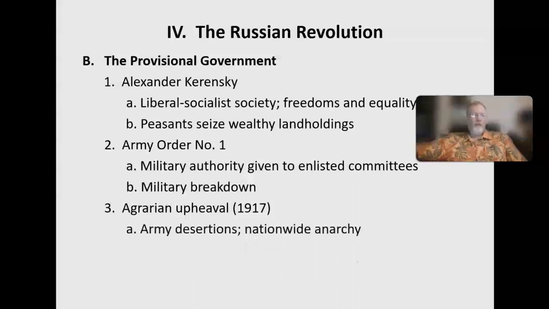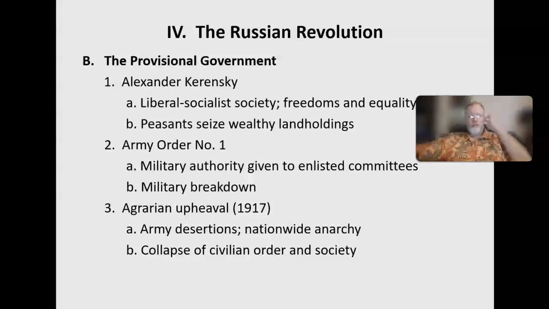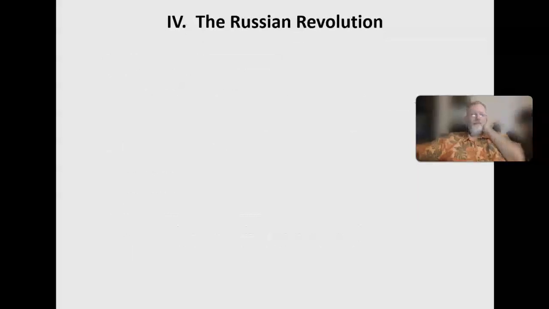Army desertions, nationwide anarchy, this agrarian upheaval, what's called, because most of these people who are working had been farmers, peasants, workers, laborers, and so we see all these soldiers, basically the bulk of the entire military, just being like, yeah, we're done. Drop our guns, let's go back home. Collapse of civilian order, society, anarchy, chaos, and Russia devolves into chaos and anarchy in a very short period of time. And of course, they're still fighting the war, technically.